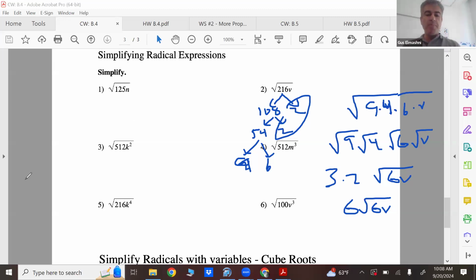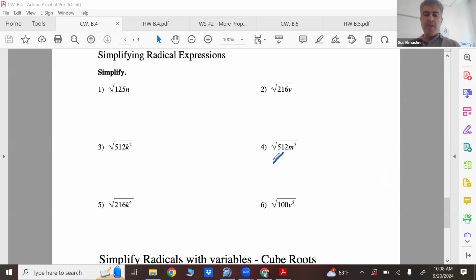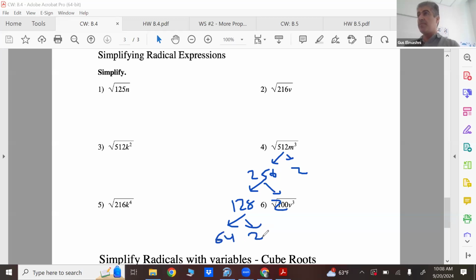Let's try it again for the next one. Let's break it down. Divide by 2. And of course, if you have to use a calculator, it's totally fine. But I know it's 256 and 2. Okay, I do know that 256 is a perfect square. I know that. But maybe you don't. That's okay. So 128 and 2. 64 and 2. Okay. Now let's think about it. Is 64 a perfect square? What's the square root of 64?